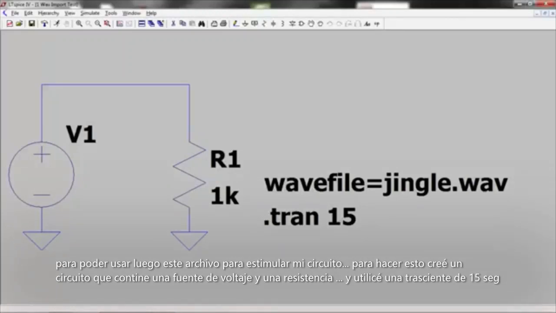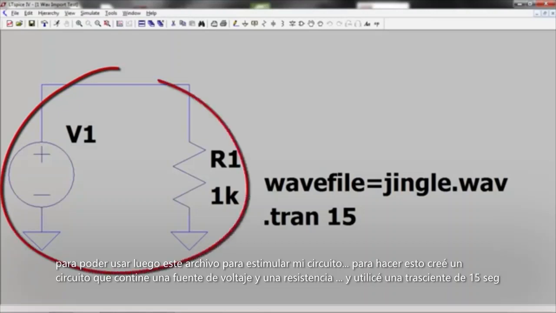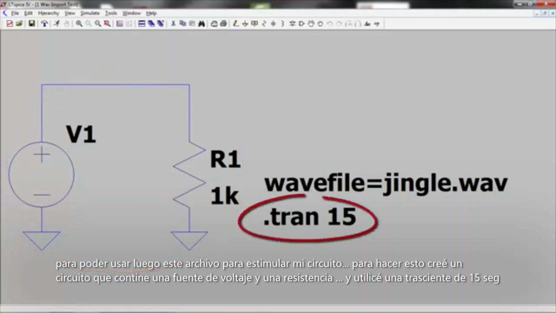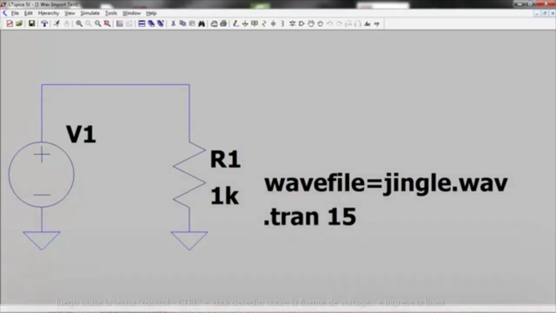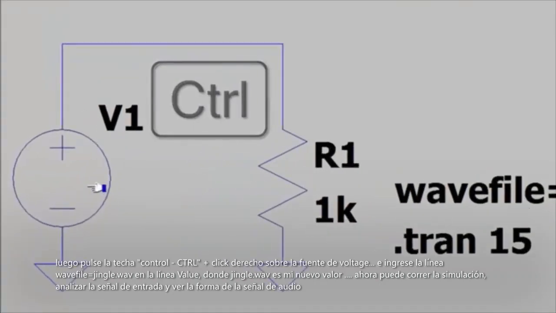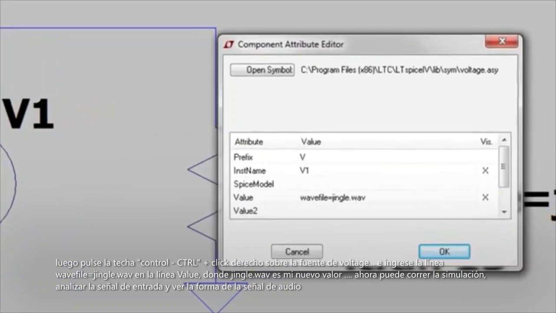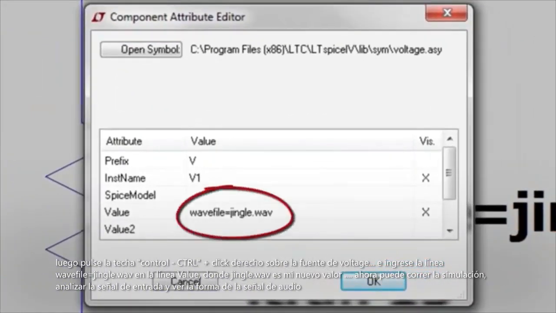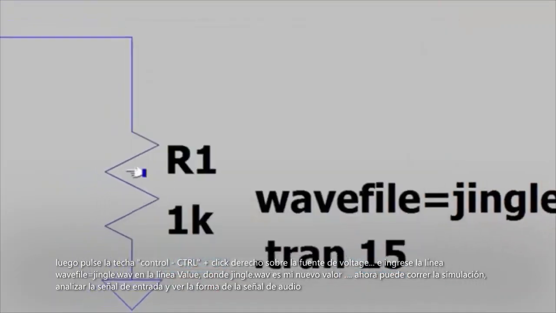To do this, I created an LTSpice file containing a voltage source and a resistor, and set the transient analysis to 15 seconds. I then held down the control key and right-clicked over the voltage source, and entered the line wavefile=jingle.wav in the value line, where jingle.wav is my saved audio file from earlier. You can then run the simulation as normal and probe the output voltage to show the waveform of the recorded audio.